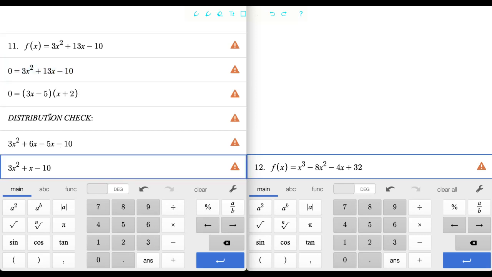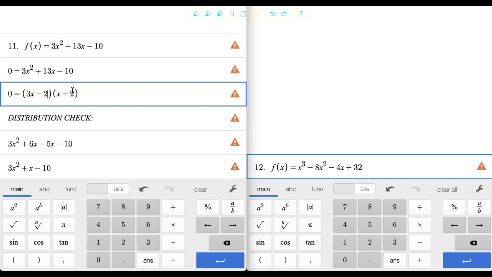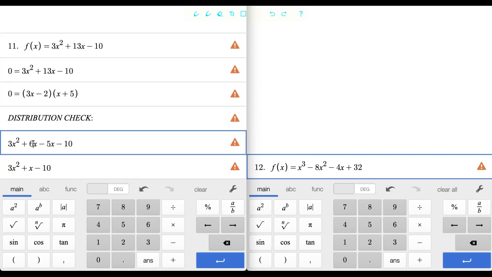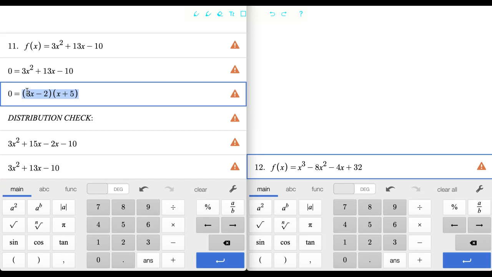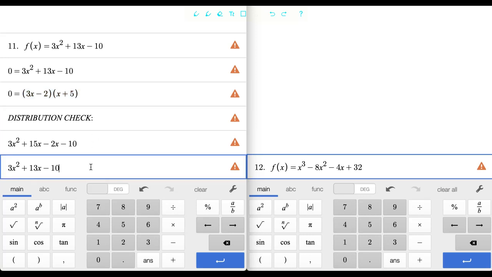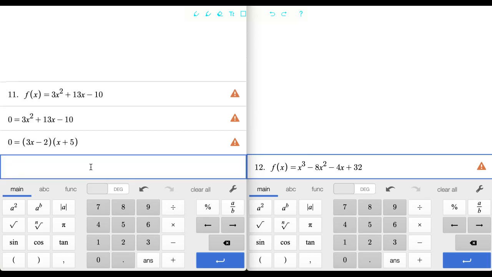Okay, but we can make an adjustment here. Let's try a minus 2 and plus 5, right? So now the middle terms are going to be what? 15x and minus 2x. There we go. There's our plus 13x. Okay, so these last 3 lines are just a check. This is our factored form. Okay, so now we just have to solve this for the zeros. We've factored it successfully. Let me actually erase this now.